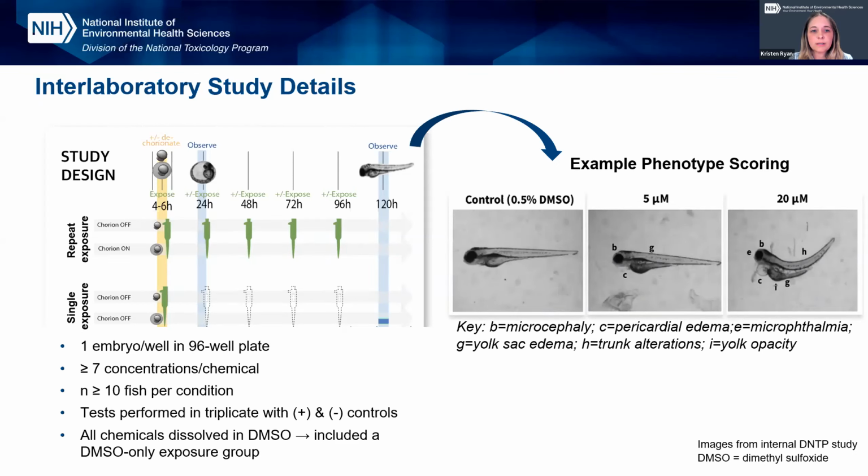And here we just have one example of a control fish that's been treated with DMSO only. And as you increase the concentration of a chemical, you can see that we're able to identify a concentration-dependent increase in various malformations. And then other aspects of the studies, which we kept similar across the labs, or really tried to, include things like tests being run in triplicate on different days, including positive and negative controls, and also a set of vehicle control fish.